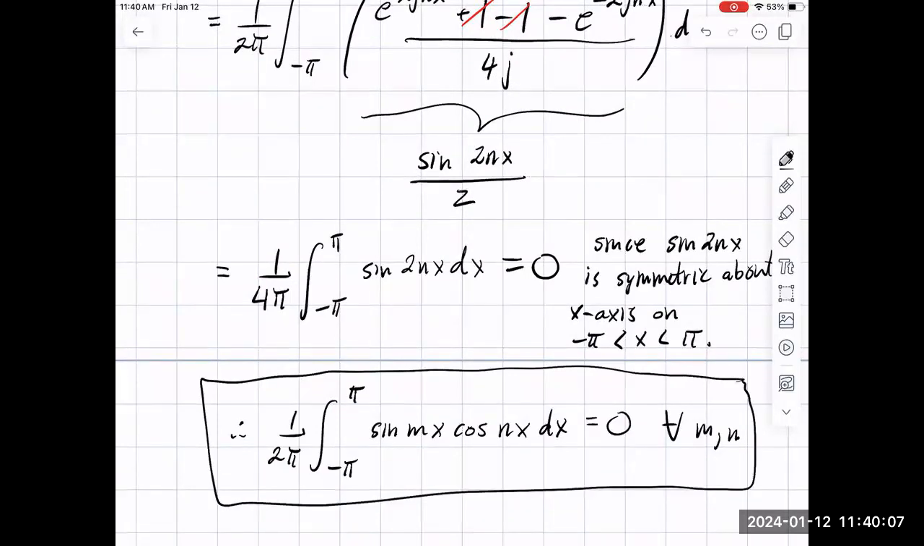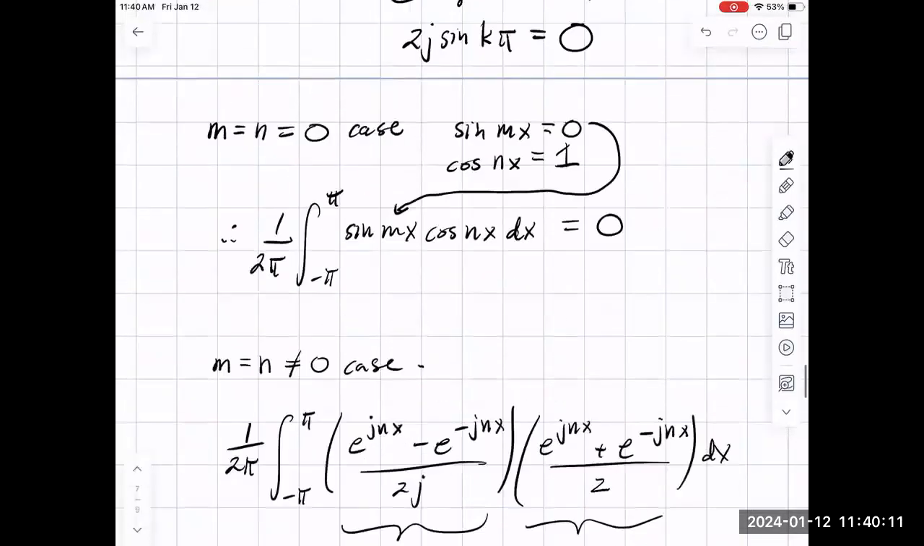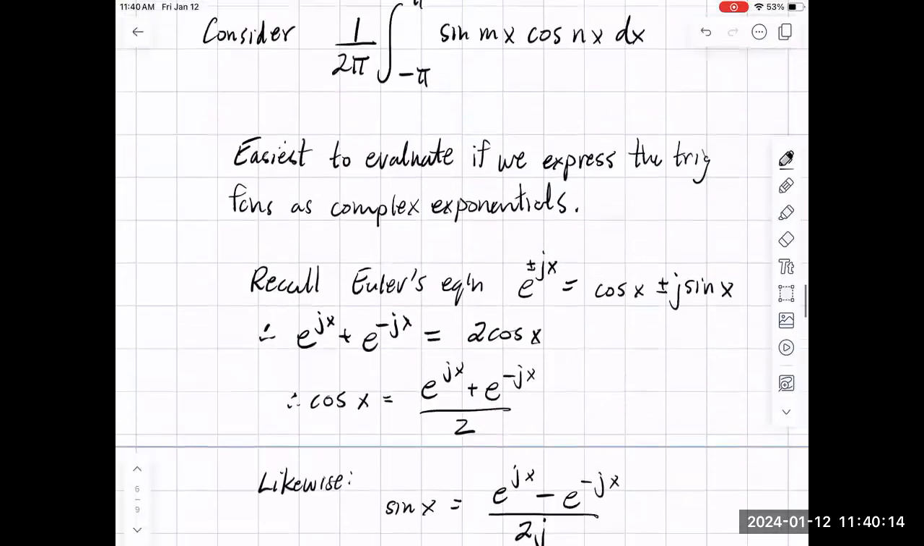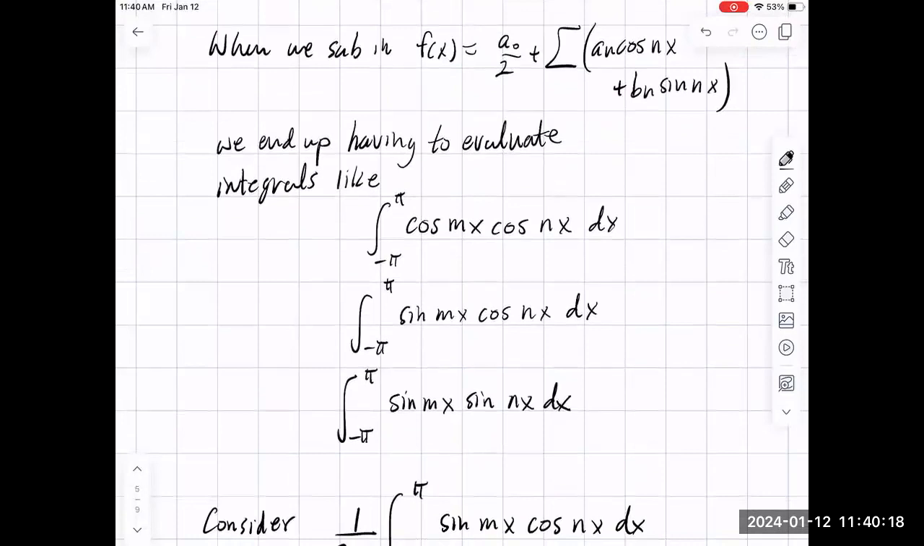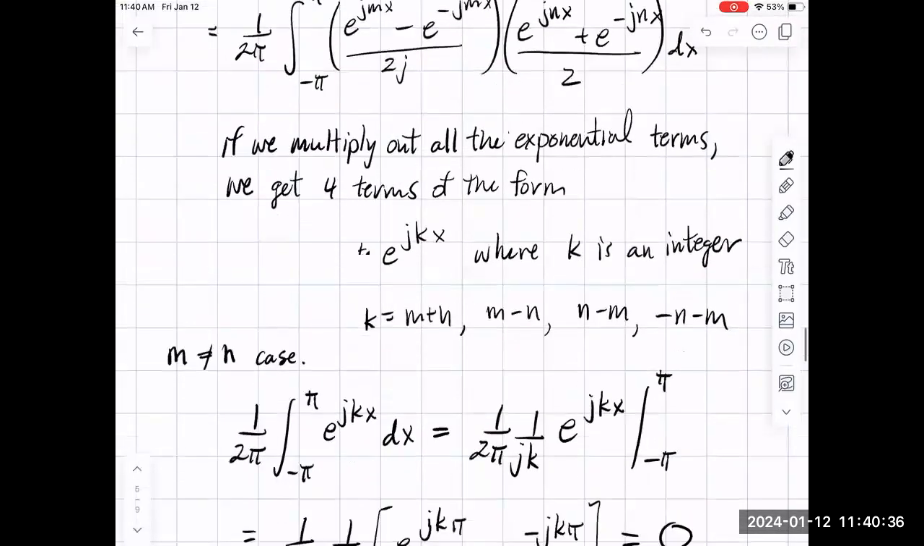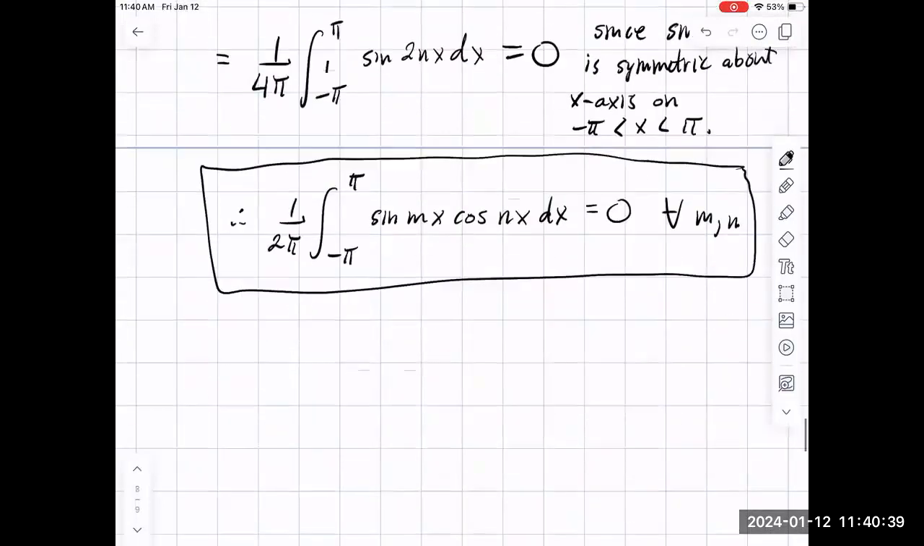That's a useful piece of information because when we go back to here, we're going to have a bunch of terms that have this kind of integral. And whenever we see a mixture of sines and cosines, we can immediately say that's going to integrate to 0. We still have these ones to consider. And I'm not going to do them for you. In fact, you'll do one of them, I think, in a homework.